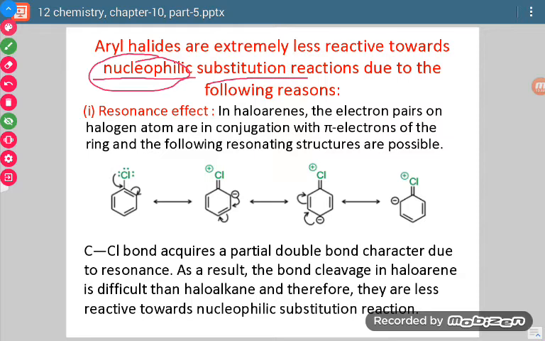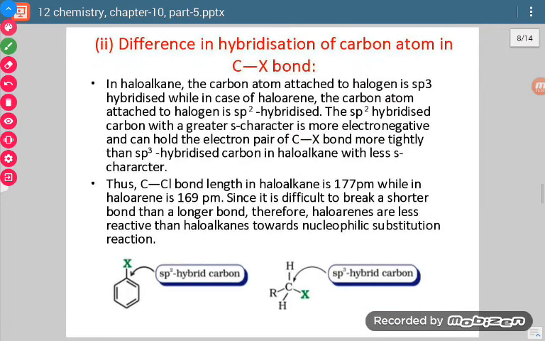In case of resonance, when we see the structures of haloarene, then there is existence of resonance. The phenomenon of resonance occurs, just like this type of resonance is there. So because of resonance, there is existence of partial double bond between the carbon and halo group. There is partial double bond character in the carbon-halogen bond. So because of this bond, it is difficult to break it. Because of this difficulty, it is less reactive, or more stable.